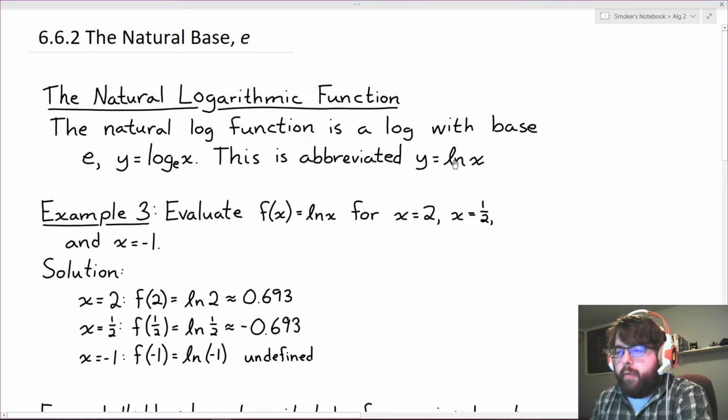I make my L a little bit more cursive. I don't know why. It's just something I've done all my life.